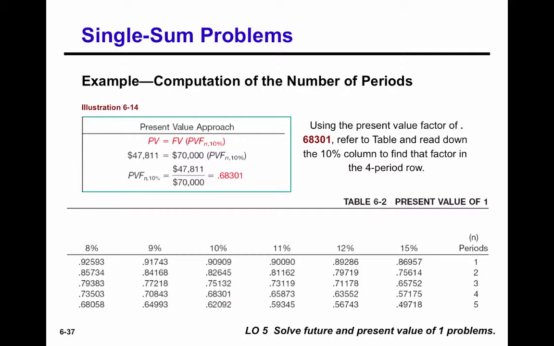Here we are using the present value factors and doing the same thing. We know that the future value multiplied by the present value factor is the present value. If we solve for that factor, and again that's just the inverse of what the other factor was, it's 0.68301, and now again we're looking in the 10% column, and we again see that factor for 4 periods. So we again come up with the same solution. It'll take 4 periods to grow to $70,000.